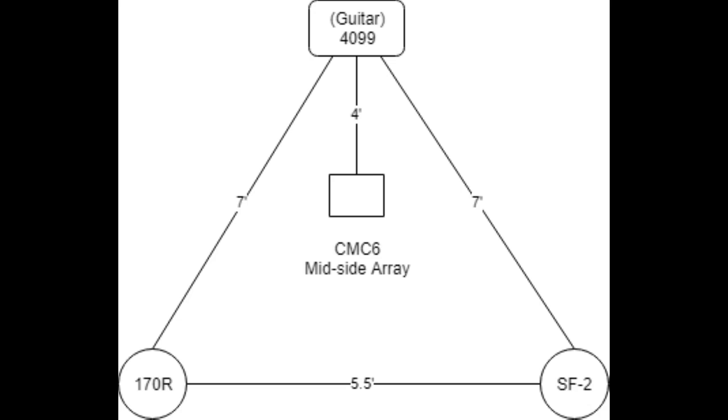About 7 feet out are a Neumann TLM-170R spot mic on one side and a Royer SF2 on the other. They are separated by 5.5 feet, and they're on the diagonal of the room, corner to corner, which I don't show in the diagram. I chose two different spot microphones because the sum of the waveforms is more complex and presumably more accurate than two of the same microphone, because each microphone captures a different snapshot of the sound source.